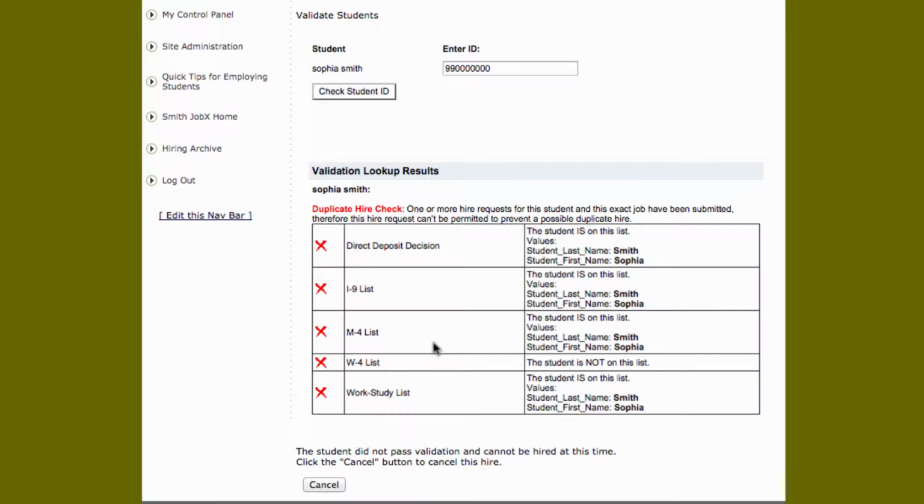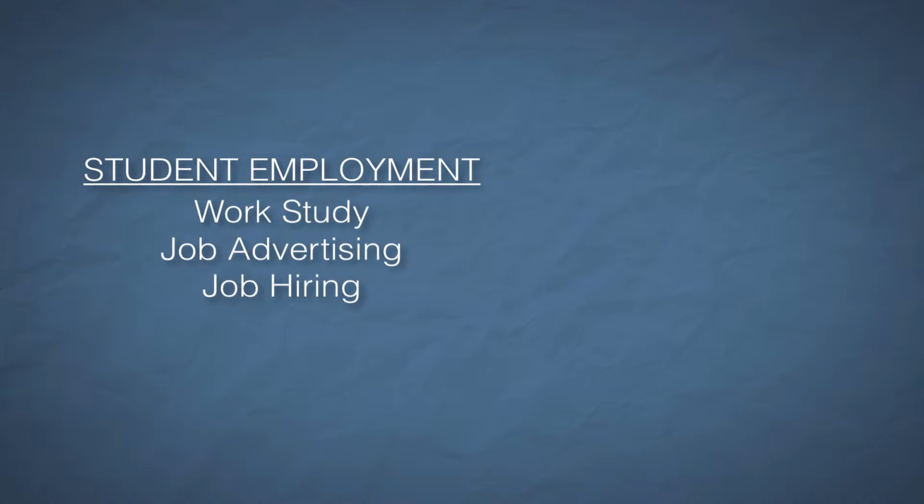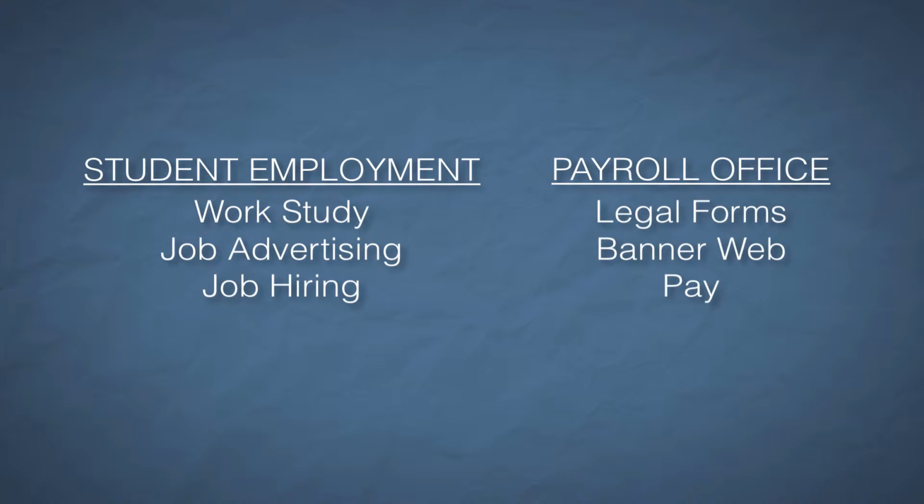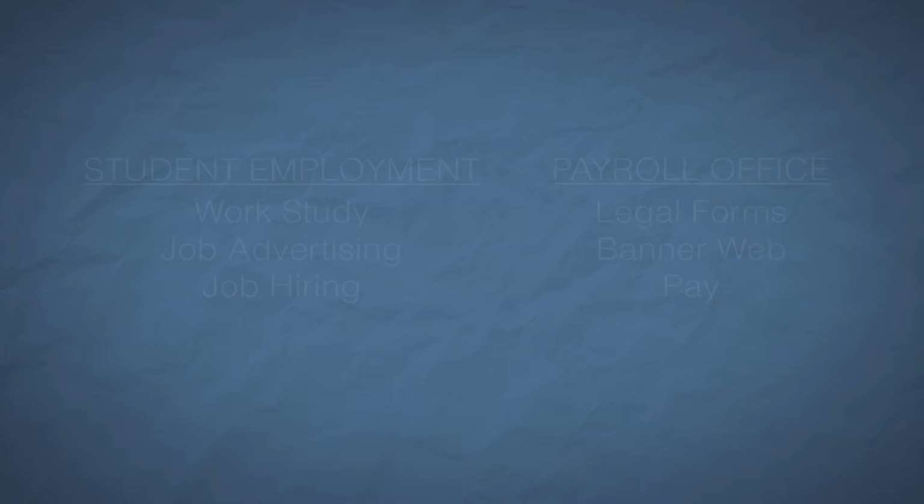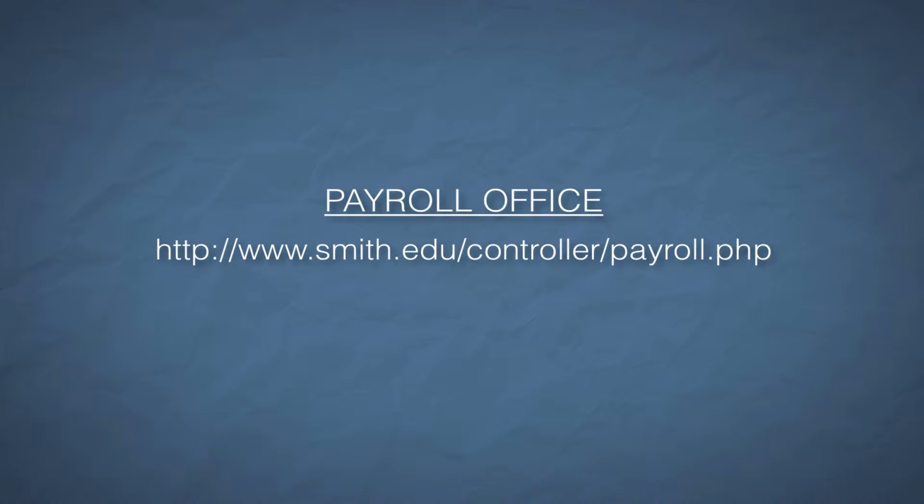If one or all of the payroll forms are marked with a red X, please instruct the student to follow up directly with the payroll office. Payroll is a separate entity from the Student Employment Office. Student Employment oversees work study, job advertising, and hiring. Payroll handles the legal forms for working, Banner Web, and pay. Refer to their site for information regarding the various required forms, the pay period calendar, and how to use Banner Web.